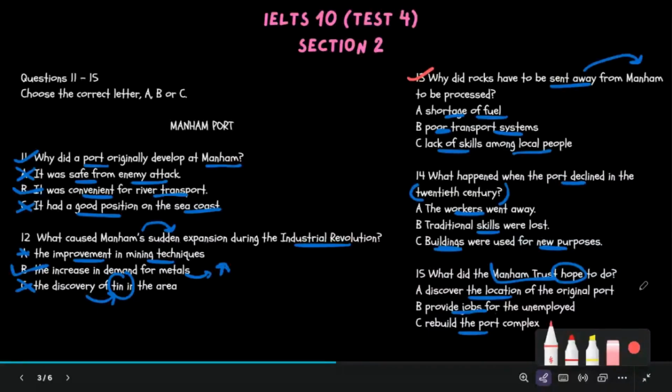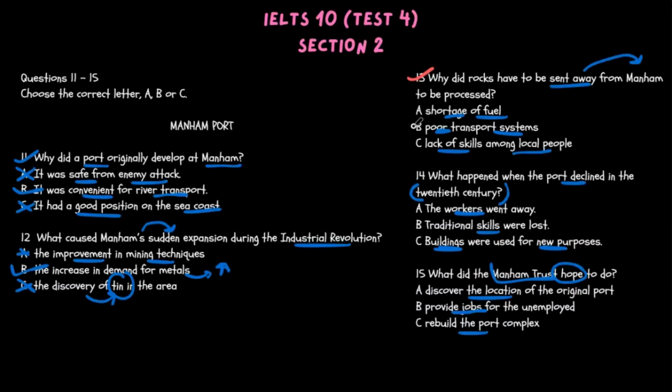distances. Okay, so here, why did the rocks have to be sent away from Manham to be processed? They're asking the reason why they had to be processed. At first, the keywords are from the transcript. But as the demand grew, the smelting process required huge factory furnaces or fires to melt the metal from the rock, and there was not enough coal in the local area. So the rocks containing minerals had to be shipped long distances.